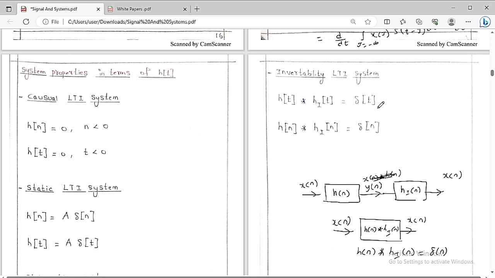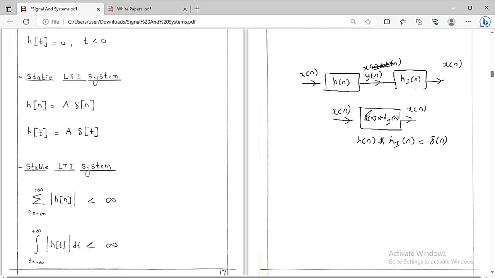So what's the meaning of invertibility? For every unique input, we get a unique output, or vice versa: for every unique output, we get a unique input. Then only we can say it is an invertible system. Let me give a small clarity regarding this. Suppose there is a system y is equal to x square. For input x equal to minus 1 as well as plus 1, the output is equal to 1. So for many inputs we get the same output, so definitely it is a non-invertible system.